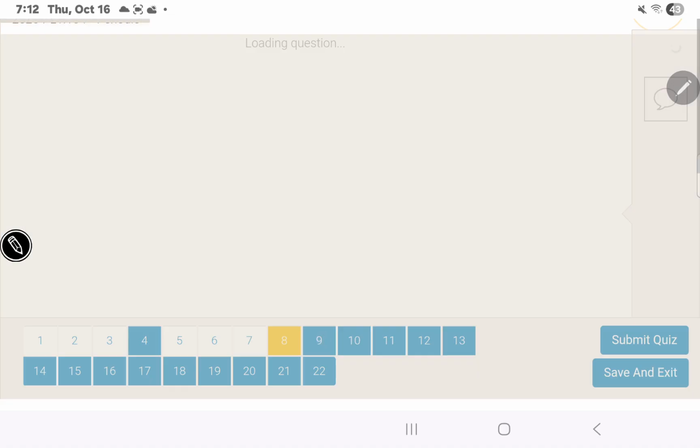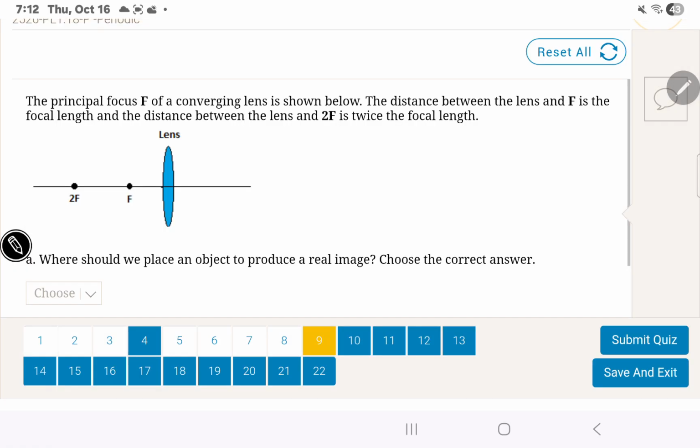Number 9. Principal focus F of a converging lens is shown below. The distance between the lens and F is the focal length, and the distance between the lens and 2F is twice the focal length. Where should we place an object to produce a real image? Choose the correct answer.